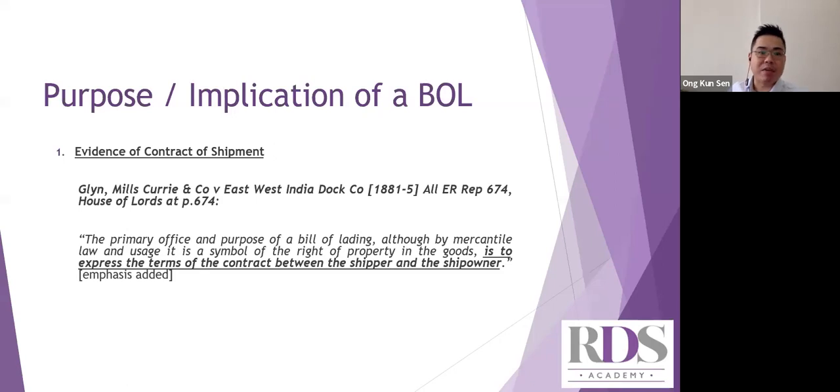So that would give me a right to sue the ship owner, or give the ship owner the right to defend the action. So again, the House of Lords in the case of Glyn, Mills and Curry says that the primary office and purpose of a bill of lading, although by mercantile law and usage it is a symbol of the right of property in the goods, is to express the terms of the contract between the shipper, which is the consignor, and the ship owner. Okay, so this is one of the purposes of a BOL. Next.